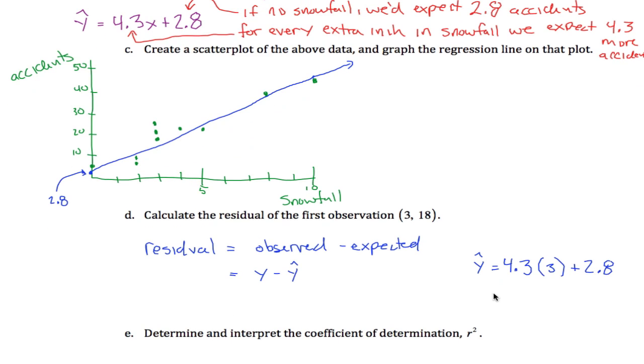Let's see, I could probably do this in my head. 4.3 times 3 is 12.9 plus 2.8, which is what, 15.7? All right, so we have that our expected was 15.7, however, our observed was 18. So we get 18 minus 15.7 is 2.3. So what that means is that this observation, 3 and 18, this guy I think, is 2.3 higher than we expected. It's a little bit above this line. Although it doesn't ask you to interpret it, so we're good with just putting my residual is 2.3 and moving on.